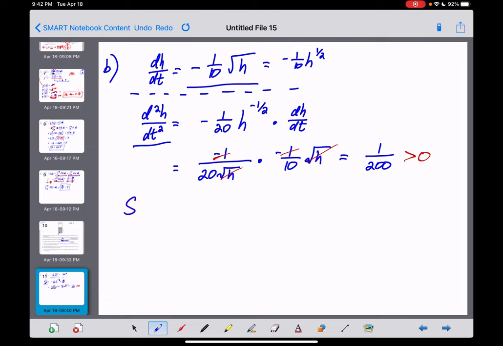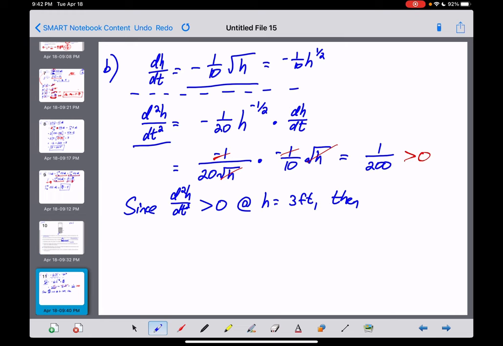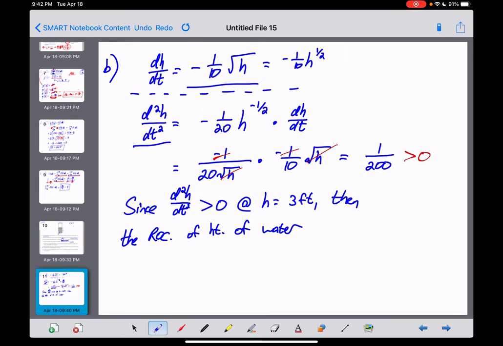So we can say right here, guys, that since d2h over dt2 is greater than 0, really, it's greater than 0 all the time, but I would normally say at the moment in question right here, at the time when h is equal to 3 feet, then we can conclude that the rate of change of the height of the water with respect to time is increasing.